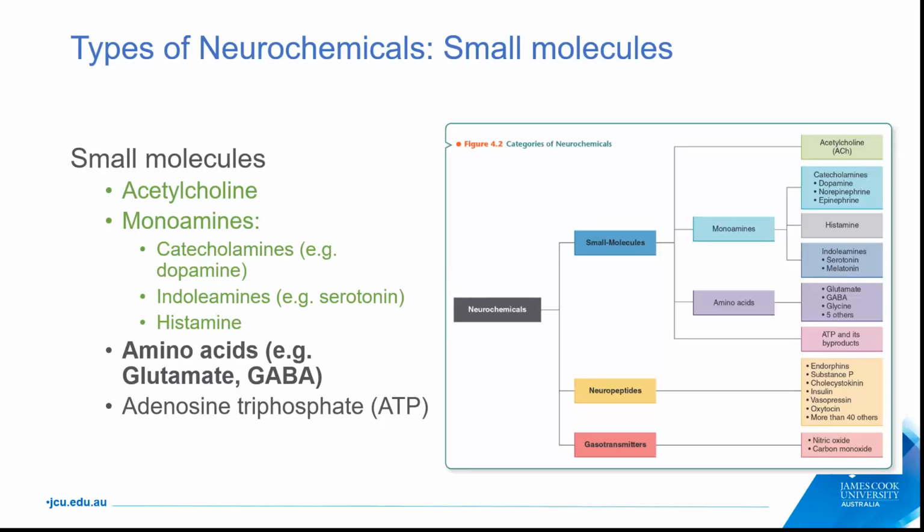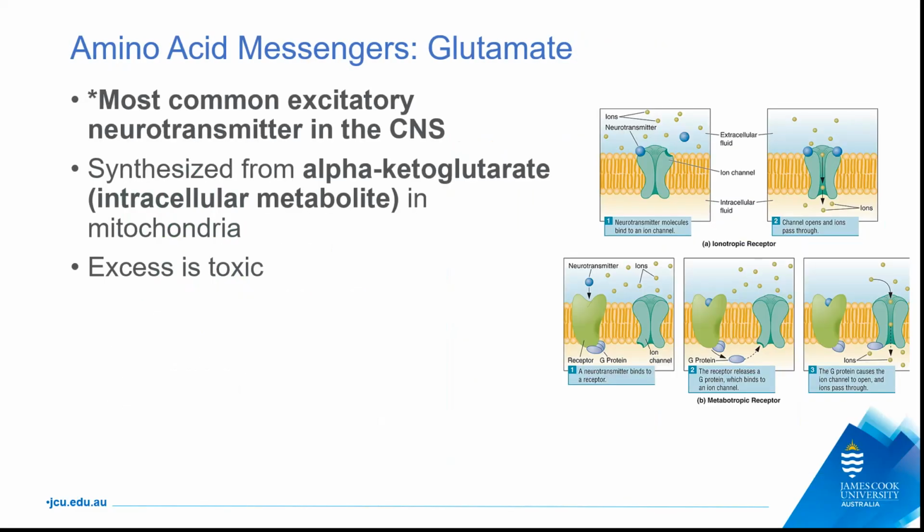Possibly, for all the neurotransmitters, I always put glutamate at the very top. I had a paper on this, not investigating glutamate itself, but the pathway involving glutamate. It's the most excitatory neurotransmitter, and it's synthesized from a very complicated sounding metabolite called alpha-ketoglutarate in our mitochondria. And excess is, of course, harmful, it's toxic.